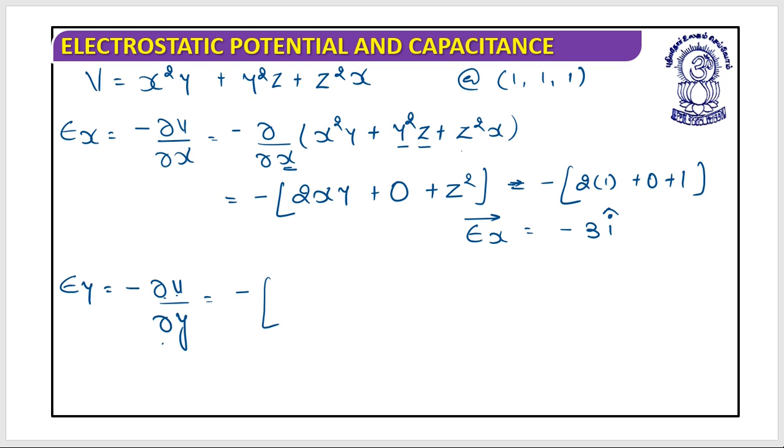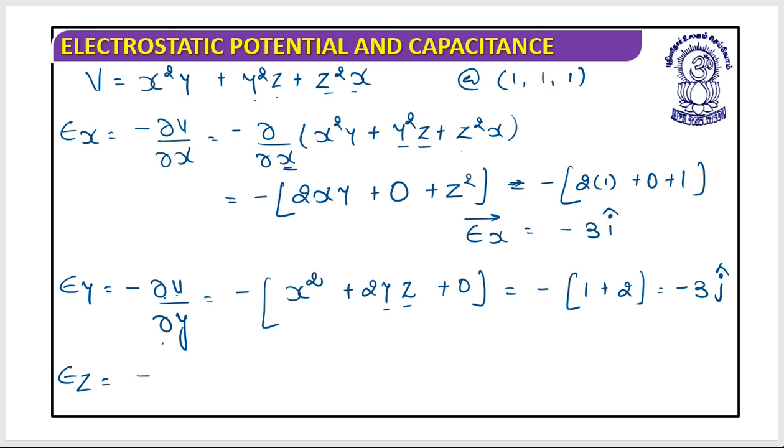It's an x square y, so it would be an x square plus y square z. It's a 2yz plus z square x. It's a 0. So this is equals to minus of 1 plus 2 because y is 1, z is 1. It's a 2. So this is equals to minus of 3. And it is in y cap, it's a j.